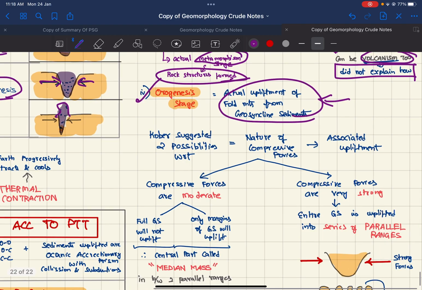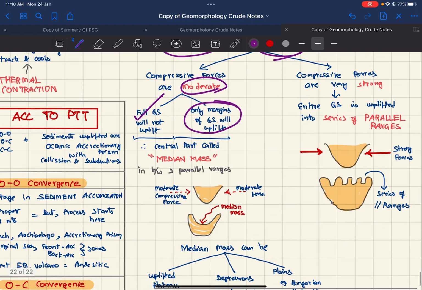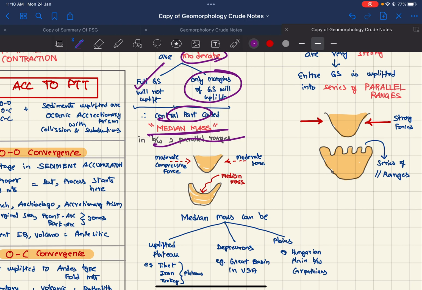mountains. So according to Kober in the orogenesis stage, there are two possibilities depending on the nature of the compressive forces. If the forces are moderate, not the complete geosyncline will uplift, only margins of the geosyncline will uplift, and the central part called median mass will be left over. So in between two parallel ranges, the moderate forces are acting in these two directions. Only the margins will uplift, and the median mass will be left over.